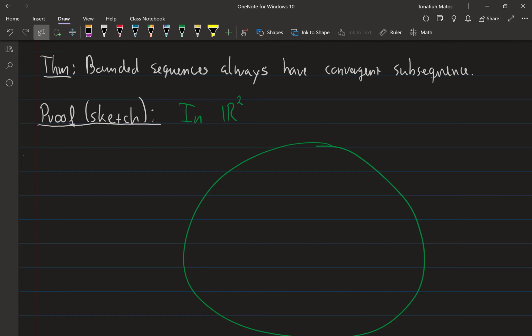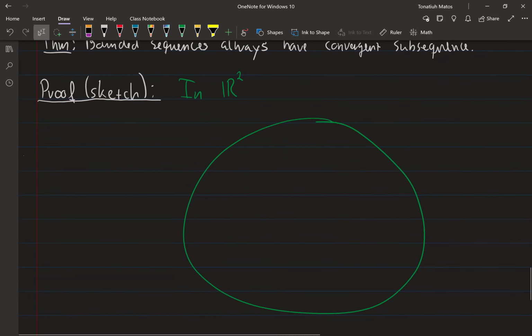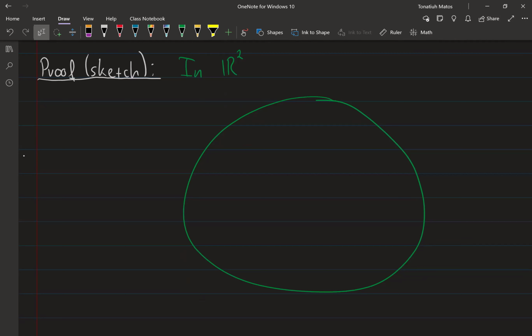If it is unbounded, this is an if and only if is what I'm trying to say. So if this is bounded, we have a sequence. And what this theorem is telling us is that no matter how you try to order and cluster these points, they will always accumulate somewhere so that they converge. So that eventually a subsequence converges to that point.